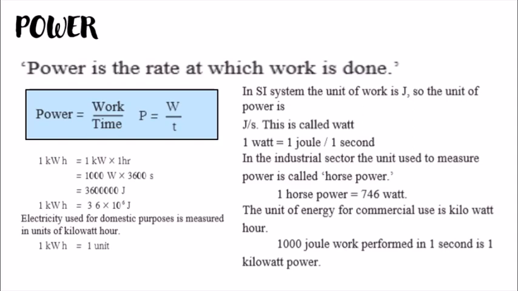You can also say that power is the rate at which work is done. It depends on two things, work and time. So we can also write that power is equal to work upon time. In short form, you can write P is equal to W upon T.